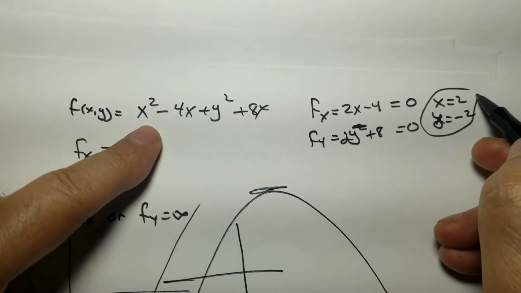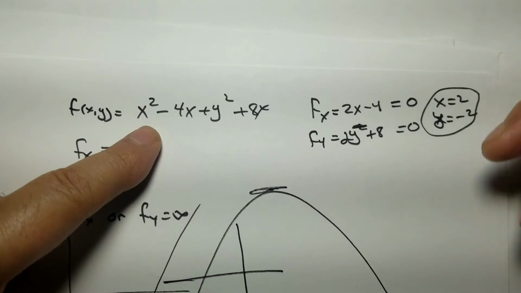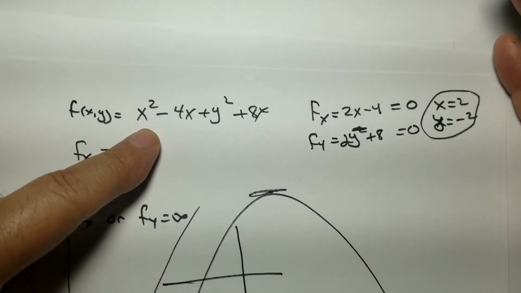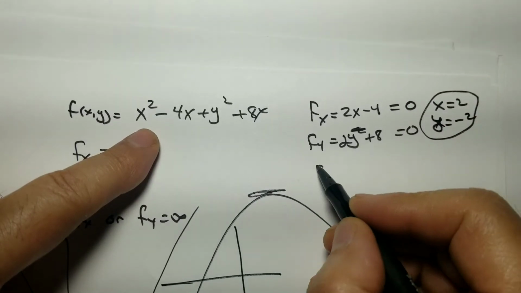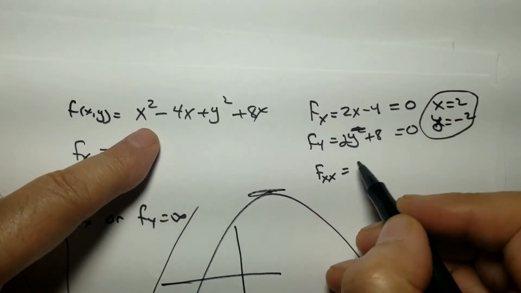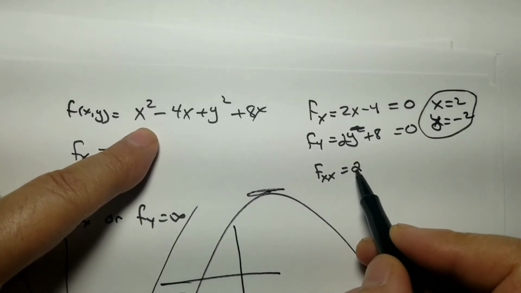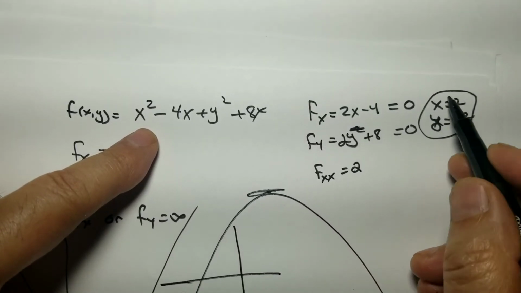I don't know if this is a relative max. Is it a relative min? Maybe it's a saddle point. I don't know what it is. I have to go back and do the second derivative test. What is f of xx? 2. I bet you that's positive. And if D becomes positive, that produces a minimum value.